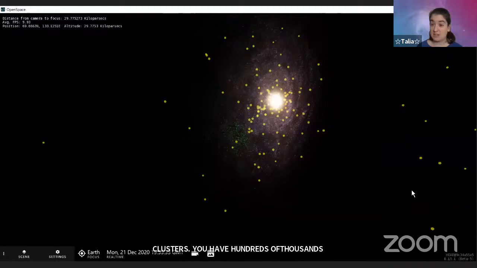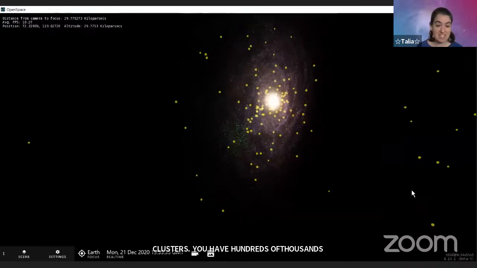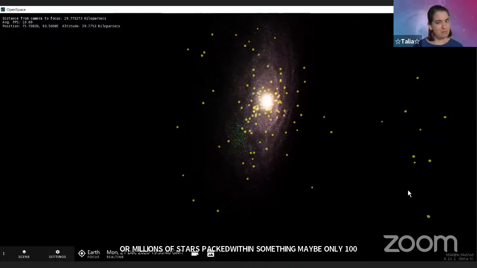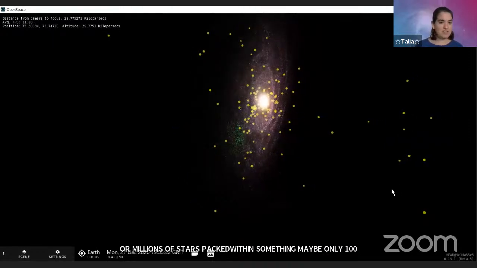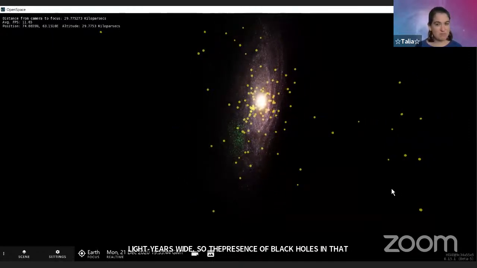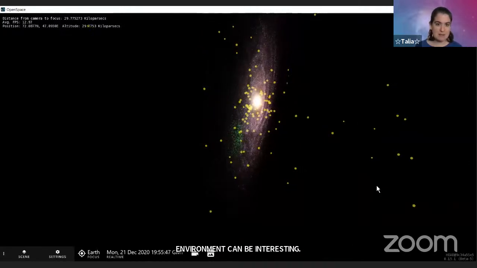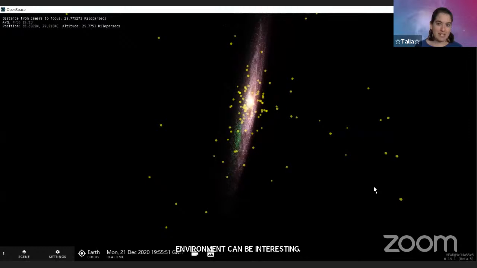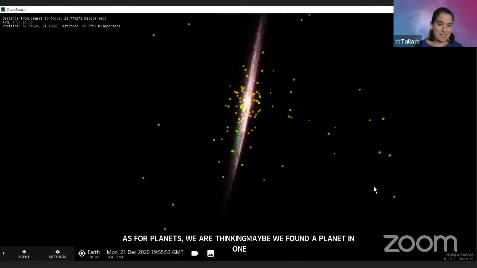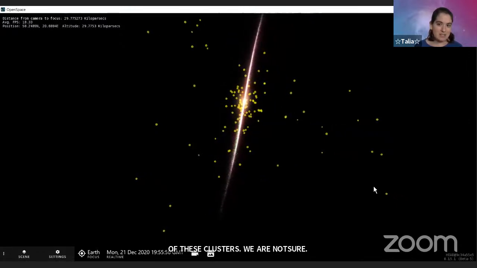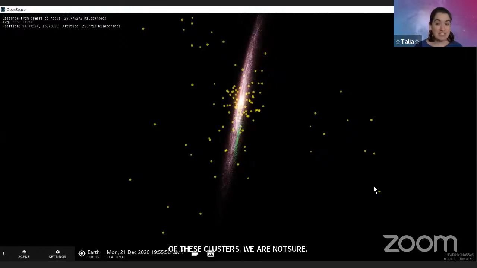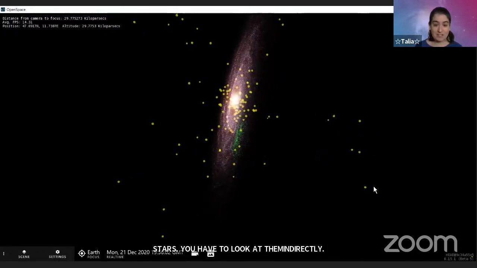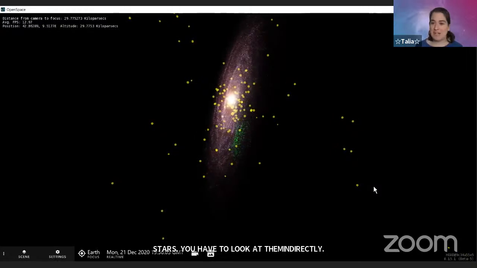So the presence of black holes in that environment can be very interesting. As for planets, we're not sure. We think maybe we've found a planet in one of these clusters. We're not sure. It's actually really hard to find planets amidst so many stars because you have to look for them indirectly. And the effect a planet has on its star is a lot less noticeable when there's 1,000 other stars really close together. So these are very unique environments.